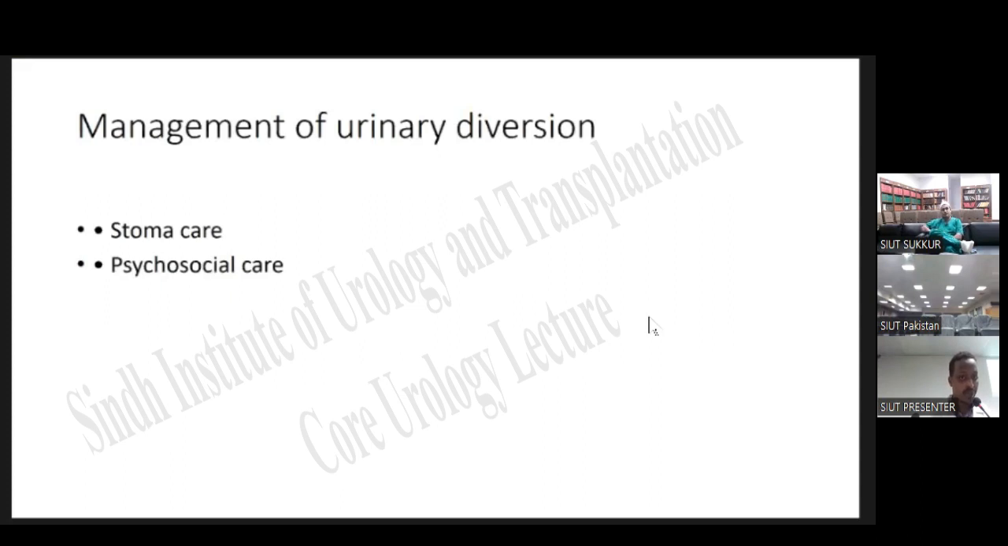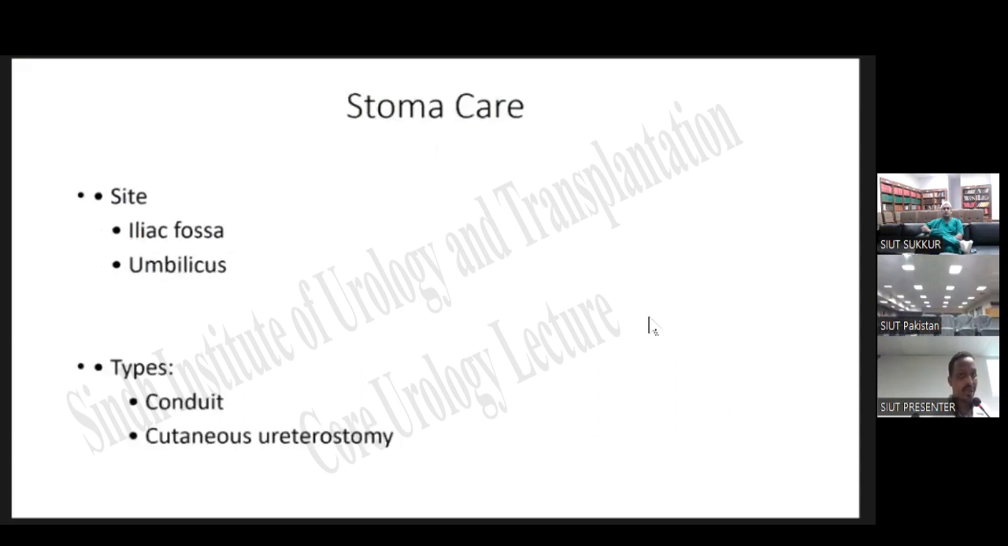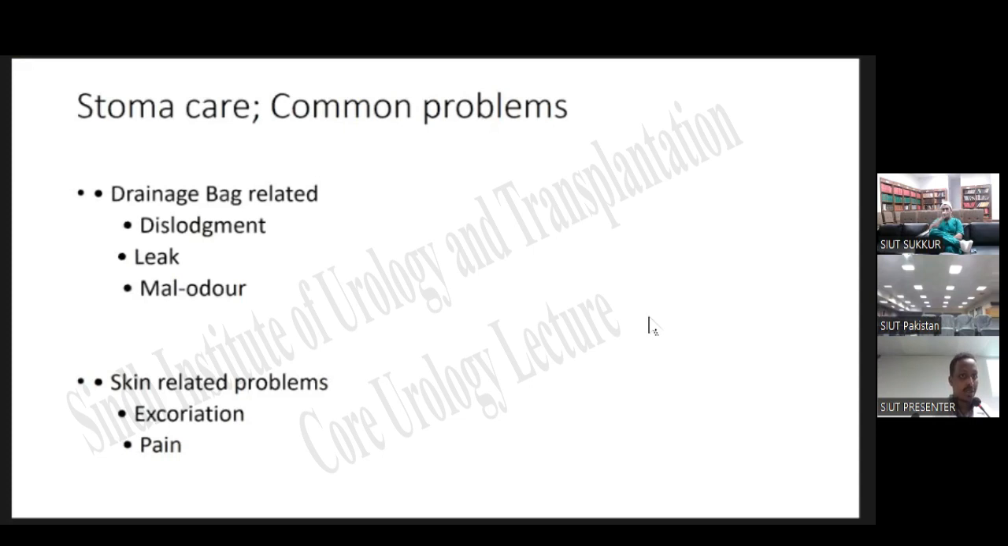Regarding management of urinary diversion, mostly we are going to talk about stoma care and psychological care. The site we perform the stoma is the iliac fossa or umbilicus, and the type could be a conduit or cutaneous ureterostomy. The most common problems of stomal drainage are dislodgement of the stoma, leakage and malodor. So we have to teach the patient how to manage it and care for themselves, and also a family member who will change it properly.